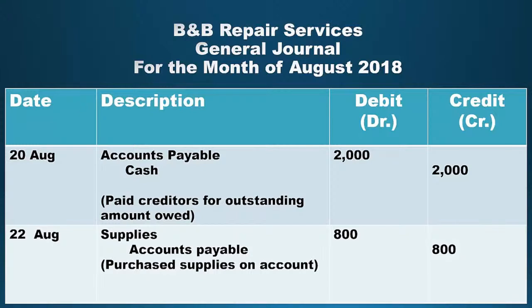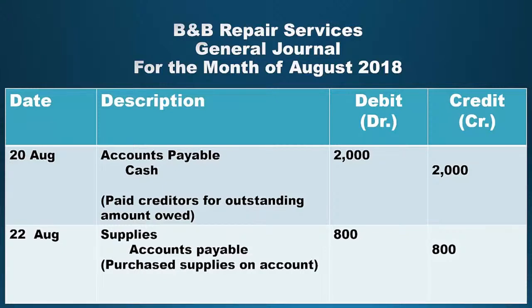Step 2. Which accounts are affected? Supplies increases because the company is adding to its inventory of supplies. Accounts payable increases because the company now owes this amount to the supplier. Step 3. How do we record it?